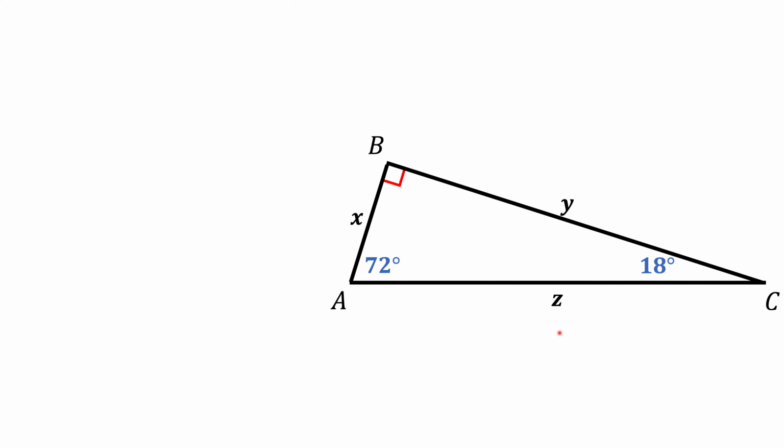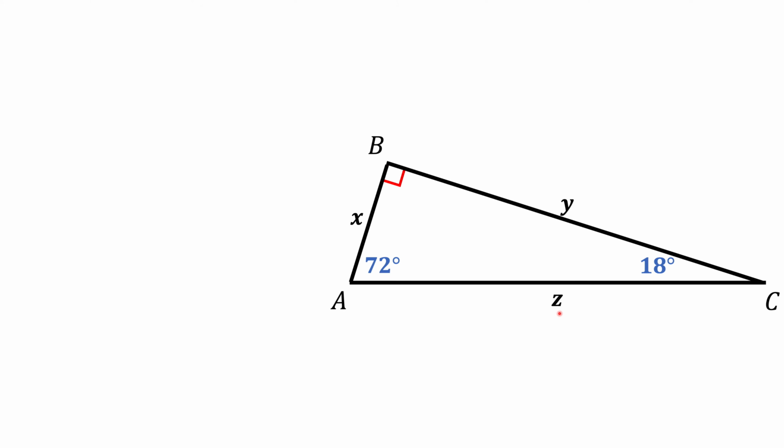Today we're going to talk about 18-72-90 degree triangles, and the questions that could be asked are quite different. For example, we can say we know one of those three sides, which here we call x, y, and z, and we can ask to find the other sides. Or we can give one side and ask the area of this triangle.